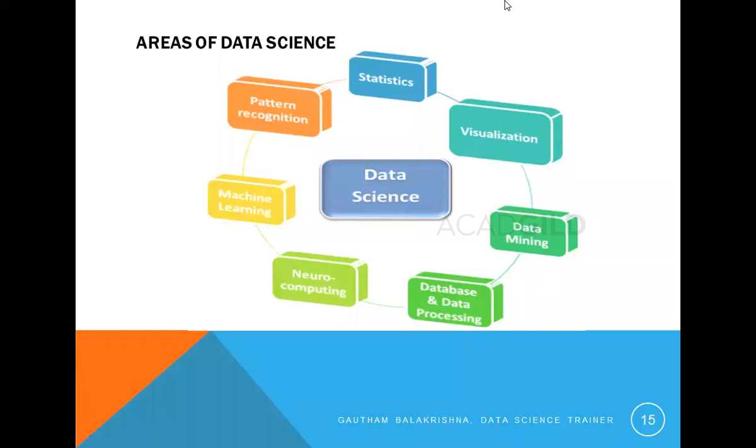And in this course, our focus will be on these four areas: statistics, and then once you do the statistical analysis, how to visualize this data, and also data mining, how to look at patterns in the data. And also good knowledge about database and data processing, because understanding database systems and how to store and retrieve data is also a very important part of our course.